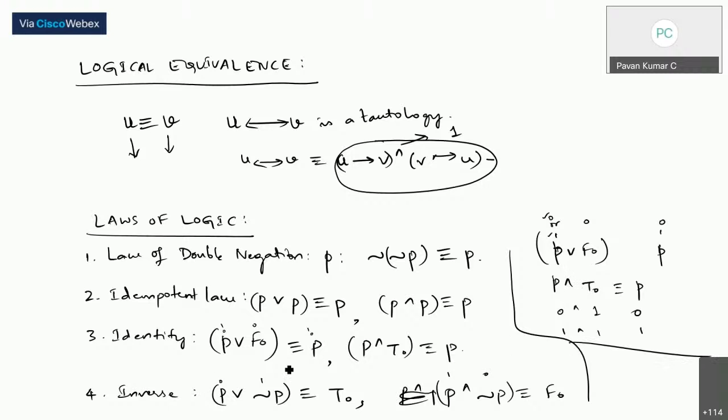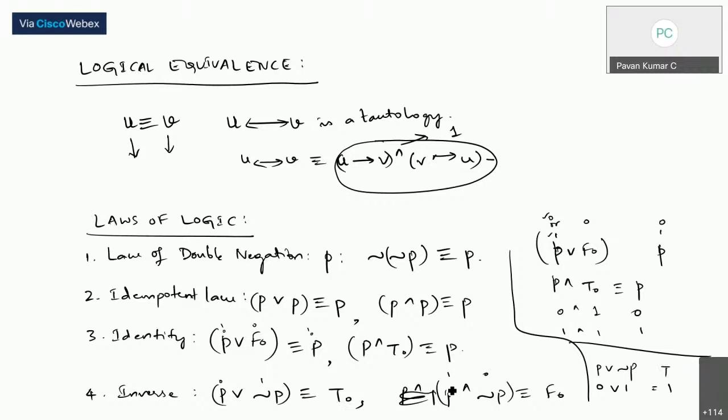Now taking this example of P or negation P. If P is taking a value 0, then negation P will take a value 1. If I perform the OR operation of that, then I will get a value 1. So if I am getting 1 in that case, that is always a truth value.